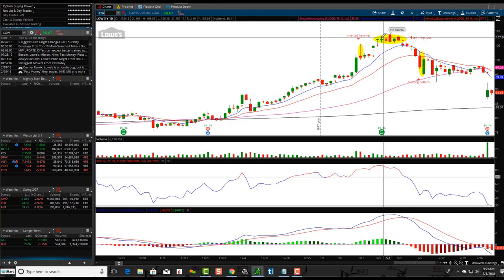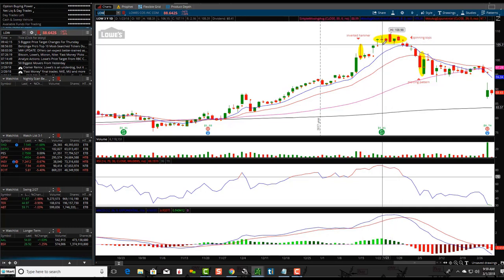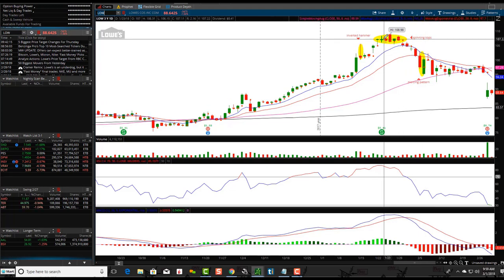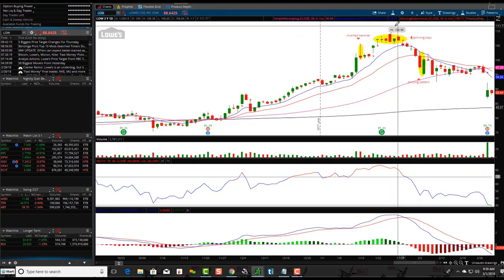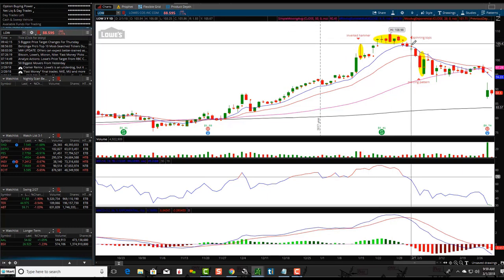So you'll see right here on Lowe's, there were lots of warning signs right over here before it fell. And no coincidence, look down over on RSI. RSI is just super extended. It gave you massive warning signs before the stock just tanked.